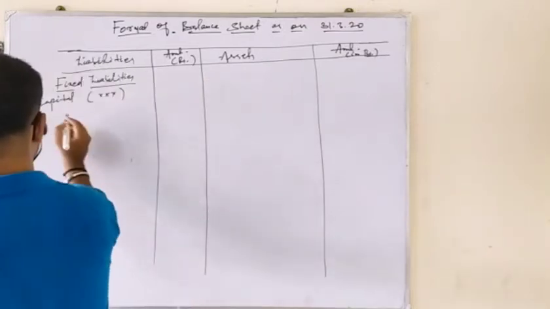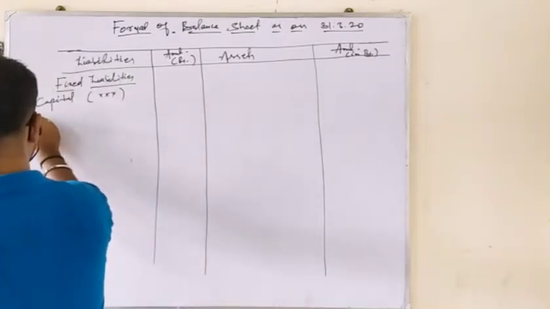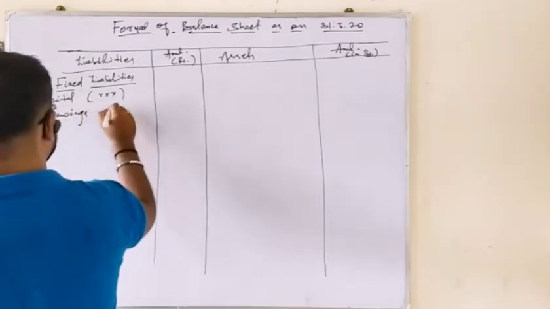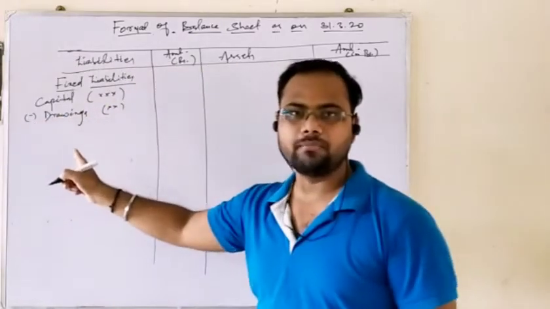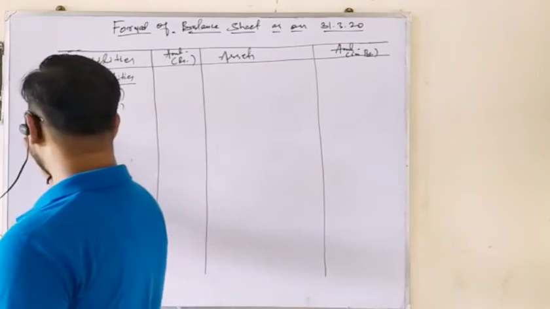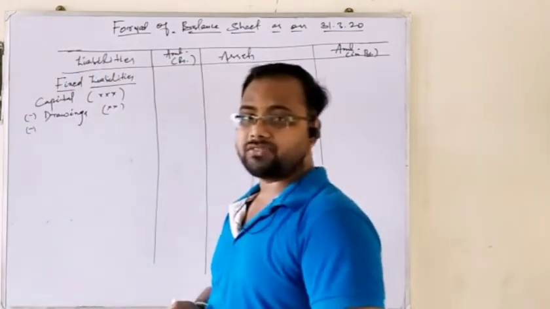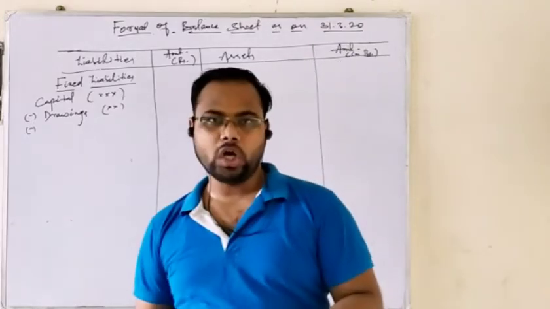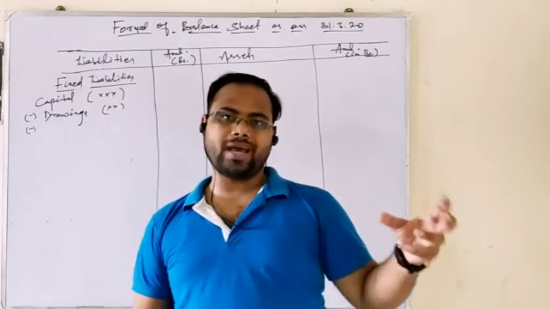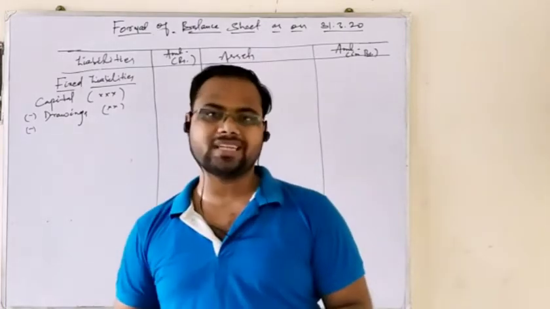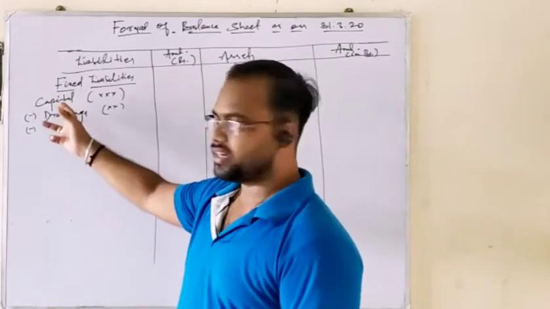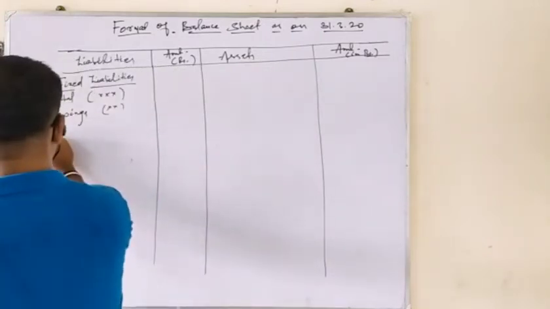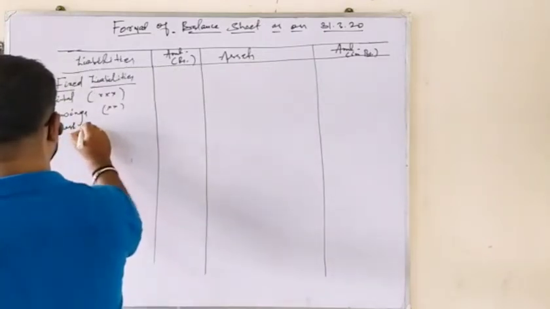So the first adjustment is, if there are any drawings, they will be deducted. So I put the minus symbol. And if there is also interest on drawings, if the owner withdraws some goods or cash from the business and you charge interest, so if there is a provision for it in the deed or in the law or in the clause that you allow interest on capital, you can likewise charge interest on drawings. So in that case, the drawings are deducted. That means interest on drawings will also be deducted. So next is interest on drawings.